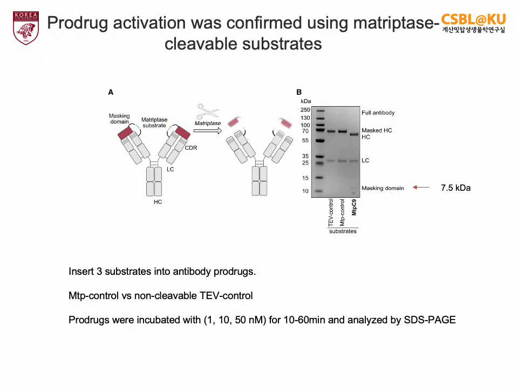The authors inserted the 3 best substrates into antibody prodrugs and compared them to a matriptase control and a non-cleavable control. Prodrugs were incubated with matriptase for 10 to 60 minutes and analyzed by SDS-PAGE. Distinct bands corresponding to intact prodrug, heavy chain plus or minus mask, light chain, and the released approximately 7.5 kilodalton mask confirmed cleavage products.